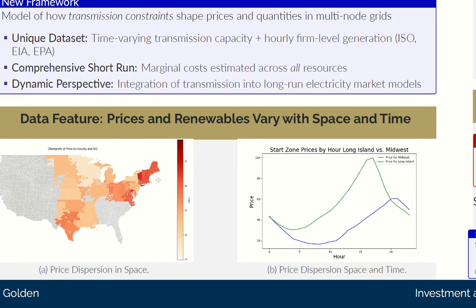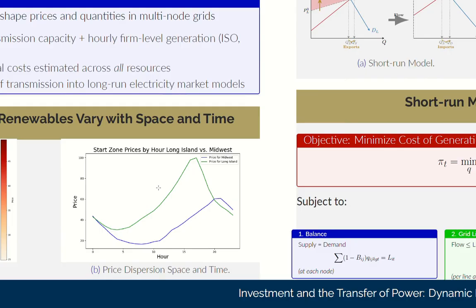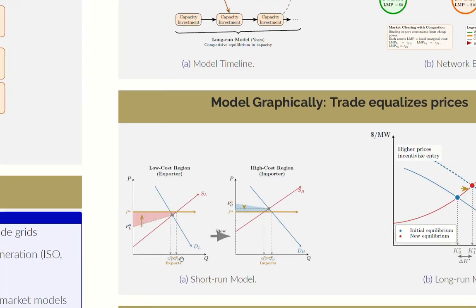So prices are very much related to the renewables, where heavy renewable regions in the Midwest are low price, and then low renewable, high population regions out on the East Coast are higher price. And then we see the same variation across time at an hourly cadence, with a little bit of a shift in terms of the peaks in the price in Long Island and the peaks in the price of the Midwest by about an hour due to time zones.